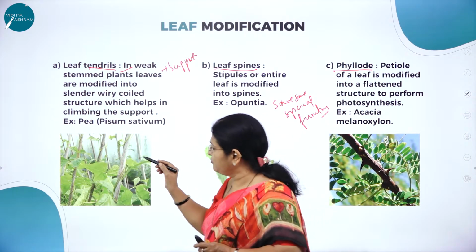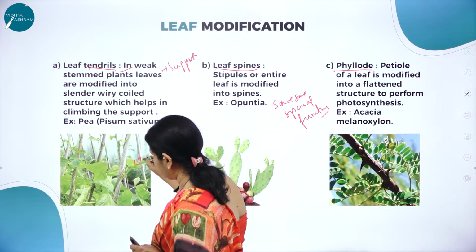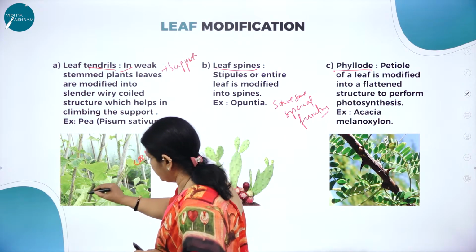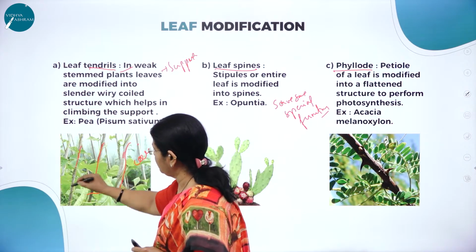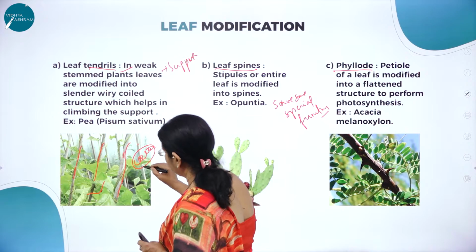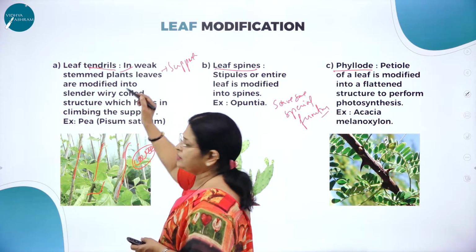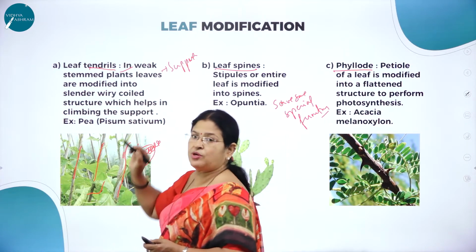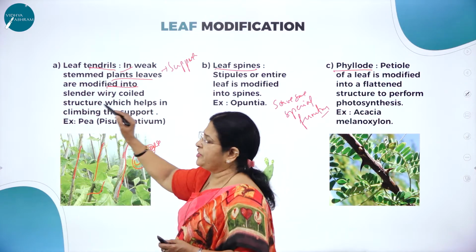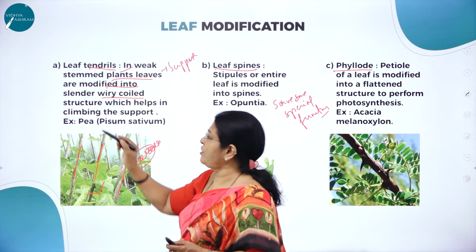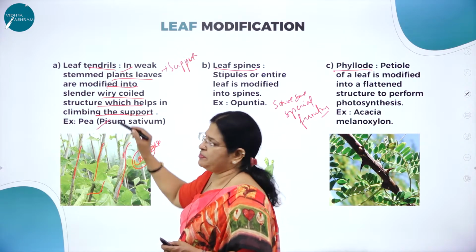Let us see what leaf tendrils are. Here you can see in this beautiful picture the tendrils. Here you can see the spring-like structures. Tendrils here also you can see. It takes the support of the other plants. So, spring-like structures. What is a leaf tendril? In weak-stemmed plants, leaves are modified into slender, wiry, coiled structures which help in climbing the support. Example, pea plant, Pisum.